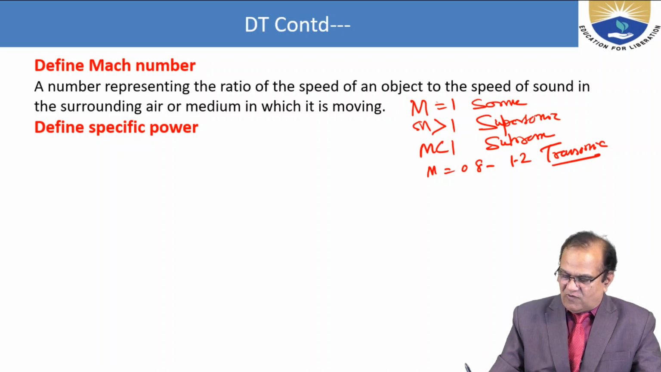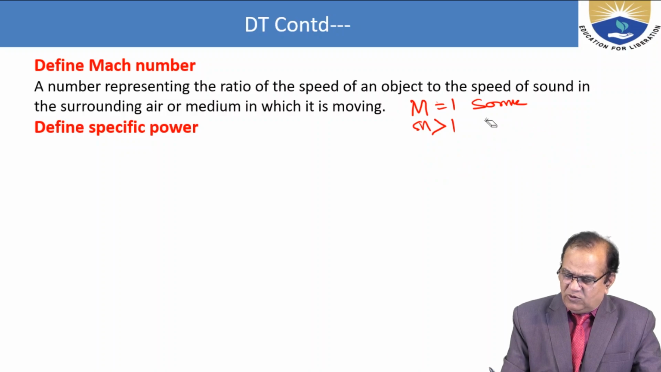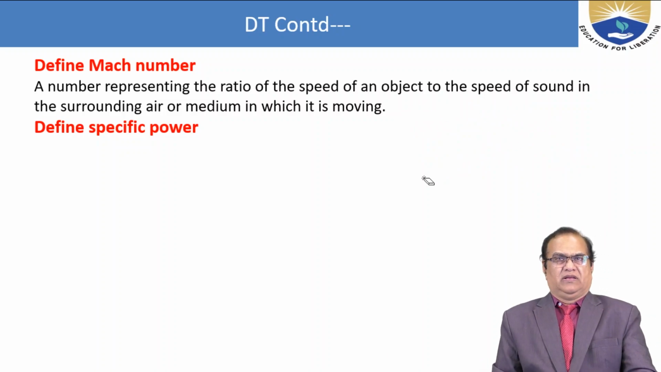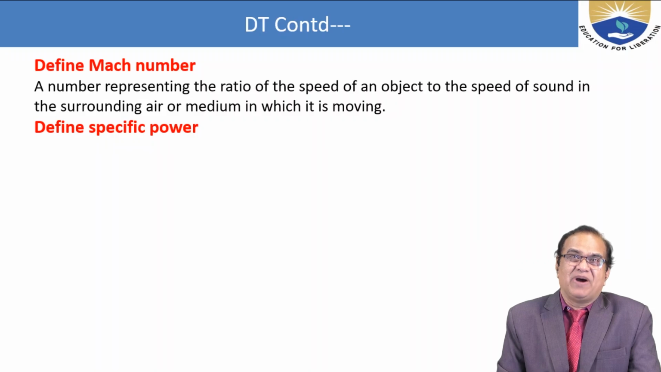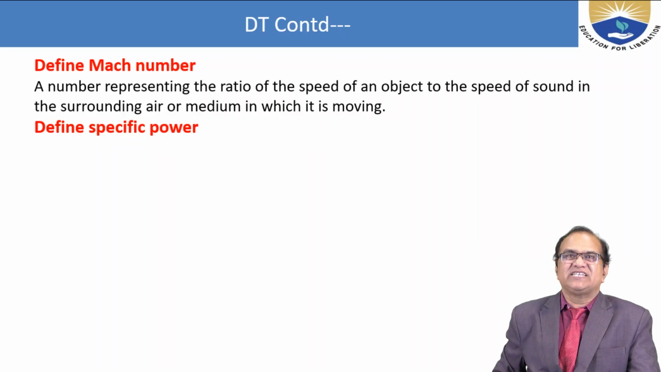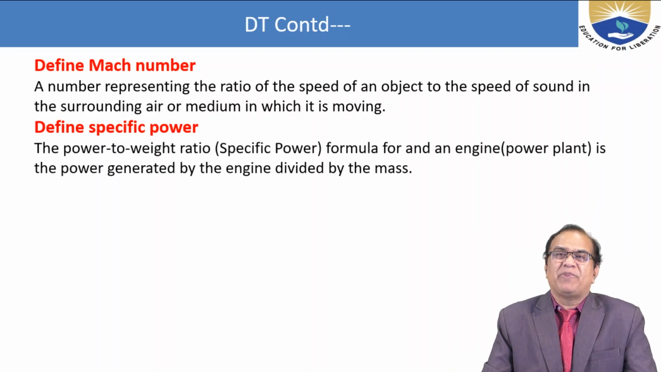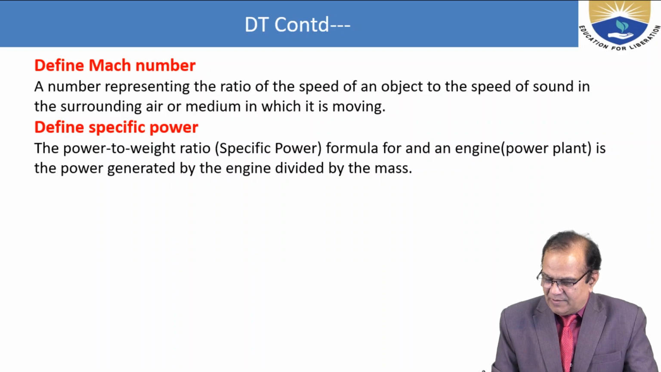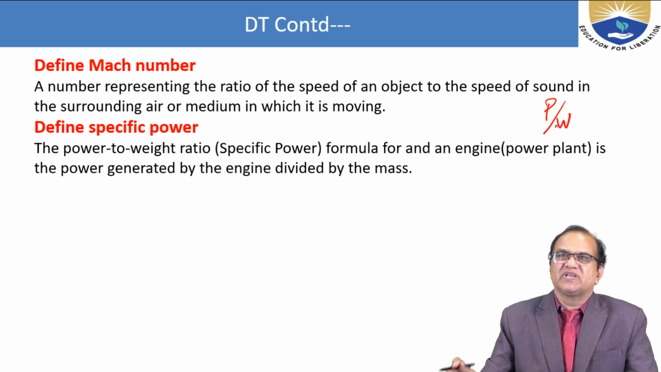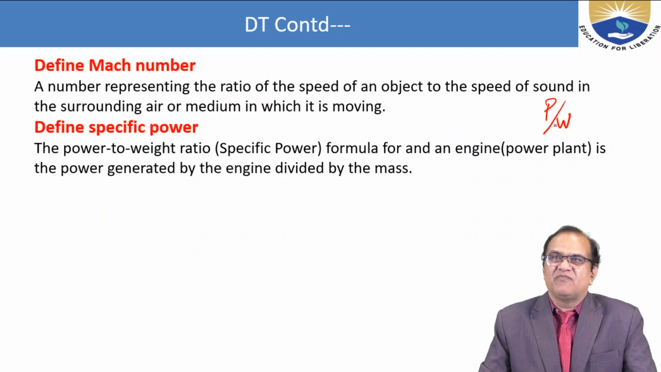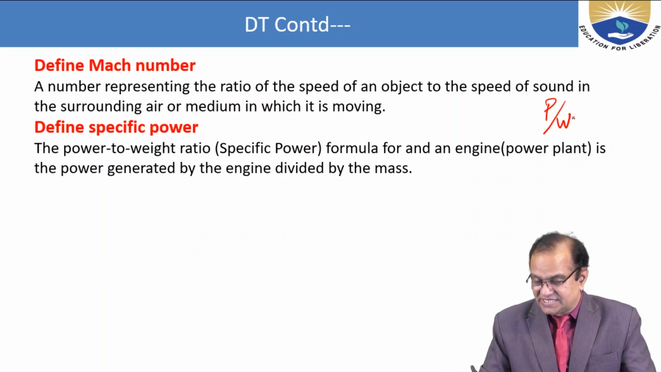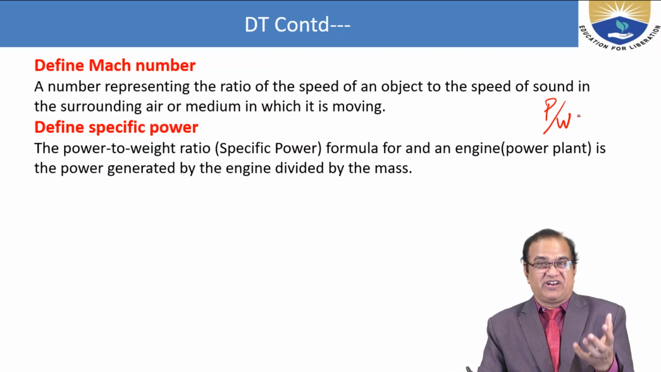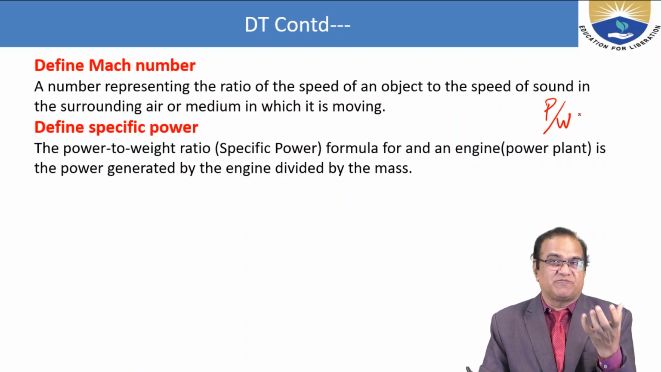Now specific power. Whenever we have some power per unit mass, we say that it is a specific power. It is called the power to weight ratio. The formula for an engine power plant is the power generated by the engine divided by the mass. Per unit mass, how much power your engine is generating, that is called the specific power.